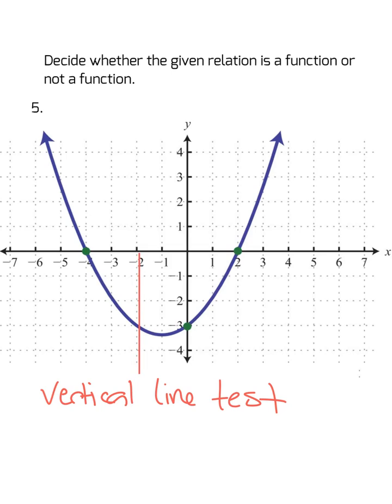So I can slide this vertical line anywhere on here, and it is only touching my graph at 1 point. So for instance, right here, it's touching it exactly 1 point. If I grab it again and I slide it anywhere, it's still only touching at exactly 1 point. It never touches the quadratic function more than once. So that is a function. That means it does not have repeating x values.